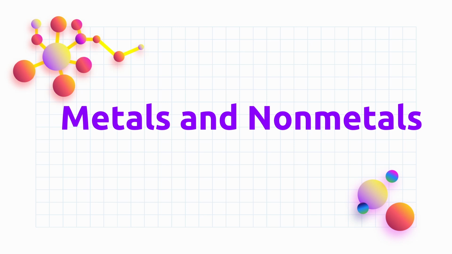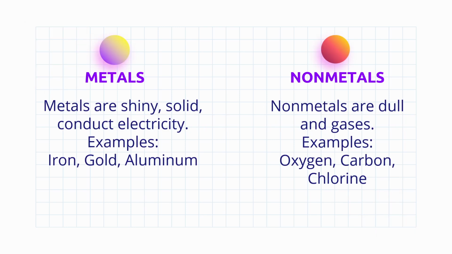Now, let's find out the difference between metals and nonmetals, elements in the periodic table that can be grouped based on their properties. The two major groups are metals and nonmetals. Metals are usually shiny, solid, and great at conducting electricity. Examples include iron, gold, and aluminum. These are strong and often used in buildings or wires.